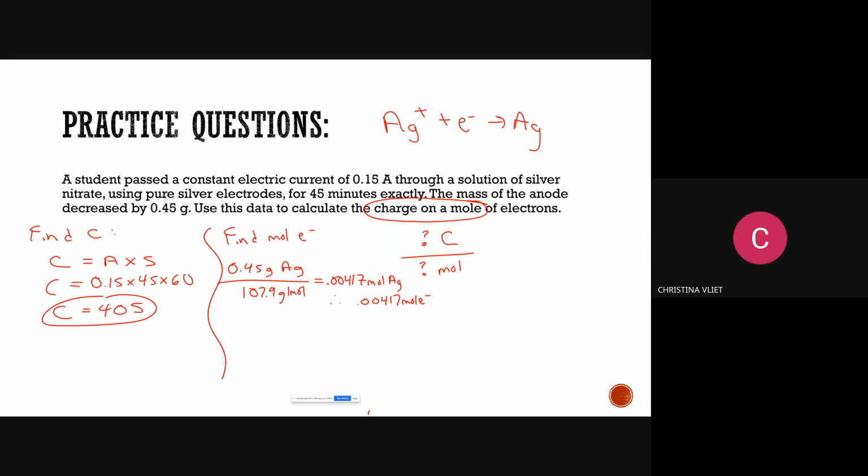And then you would have 405 divided by 0.00417. And what do we get? I get 97,100 to 3 significant figures, coulomb per mole. Notice that's not exactly the same as what you have on the back, right? Because it was determined experimentally.